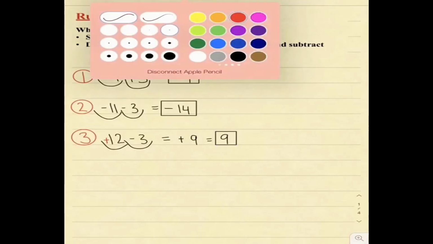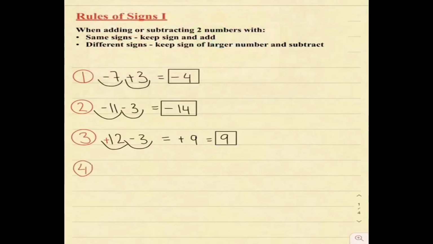Now let me do another problem. Problem 4. Now let's say I have -5 plus 3 minus 2 plus 1. Now in this case, I have four numbers adding and subtracting each other. How do I do that? So I start working from left to right. I'm going to first add the first two numbers. I have -5 plus 3. Those are two numbers with different signs. I keep the sign of the larger number, which is negative, and I subtract. 5 minus 3 is 2.